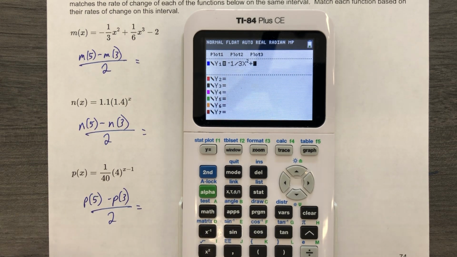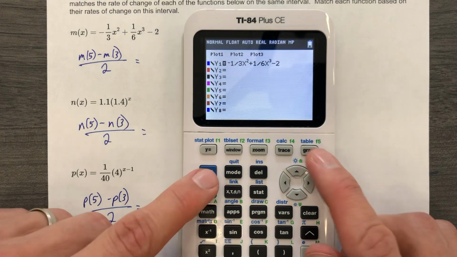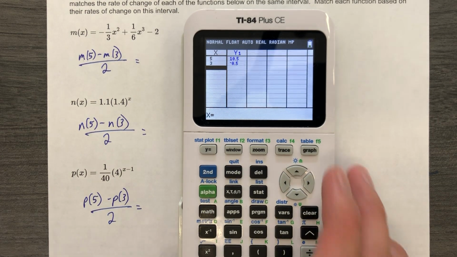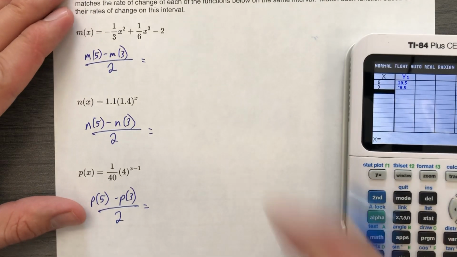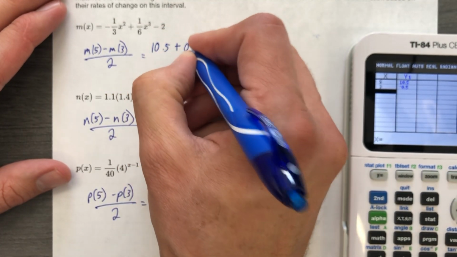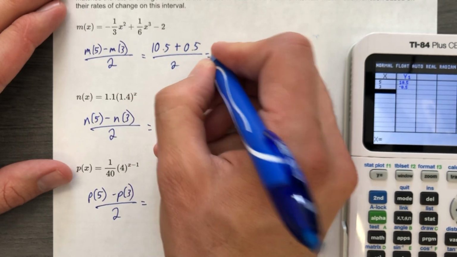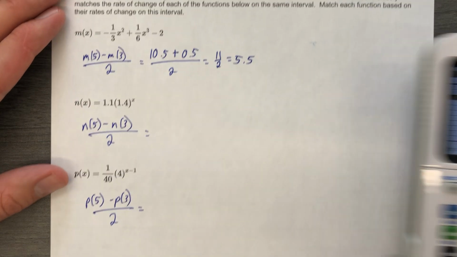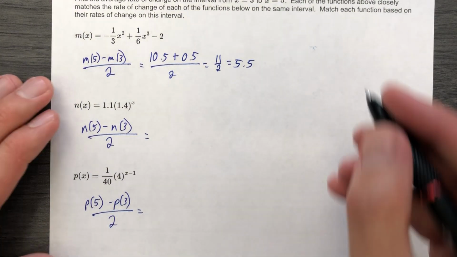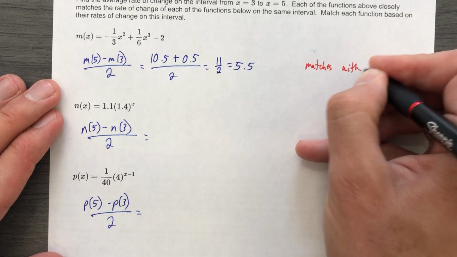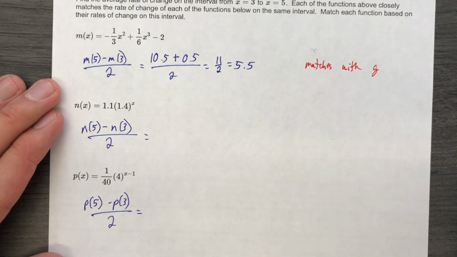x squared plus 1/6 times x to the third, minus 2. I'm going to find out what happens when I plug in a 5 and a 3. This is what I get: 10.5 minus negative 0.5 over 2. That's going to give me 11 over 2. That's 5.5. I've already identified which one that is. So this corresponds to g, on the same interval.